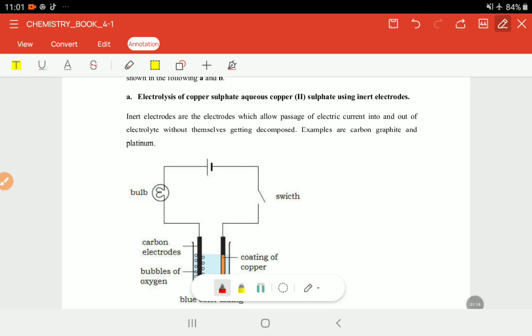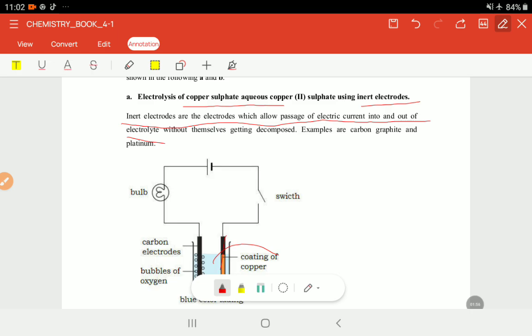So in this case we have our solution. Our solution is copper sulfate, which is in aqueous form, dissolved in water, right? And then we have our electrodes that are inert, meaning, there is a definition here. Inert electrodes are those electrodes which allow passage of electric current into and out of the electrolyte, alright? The electric current enters this electrolyte, okay?